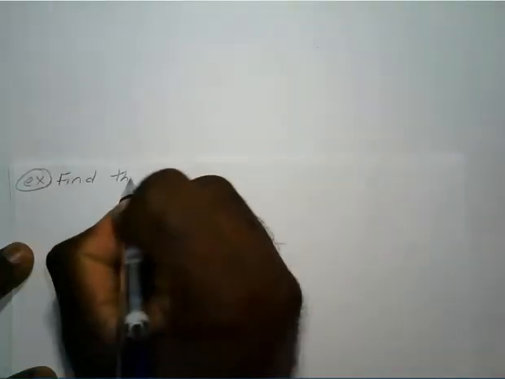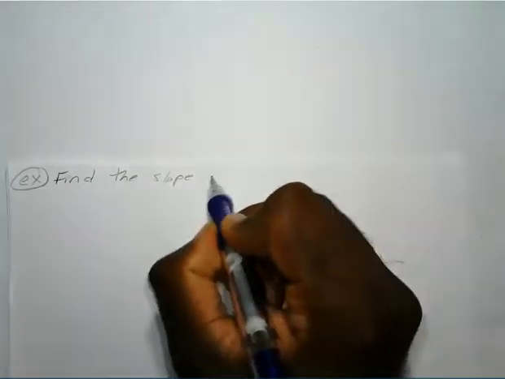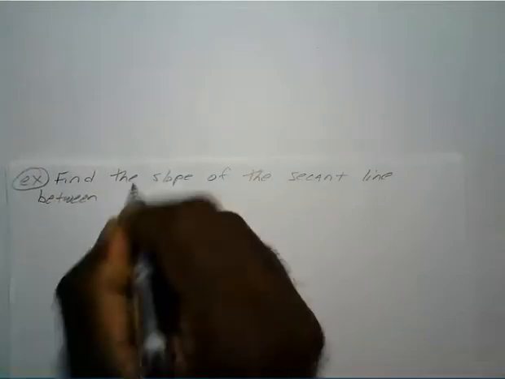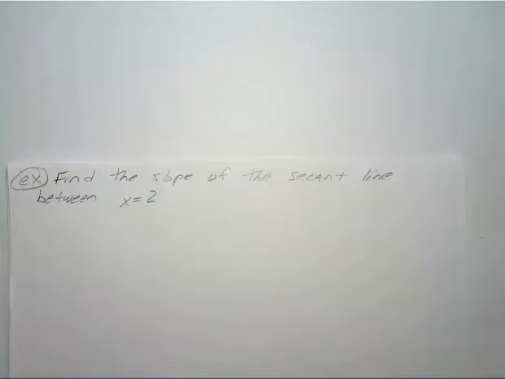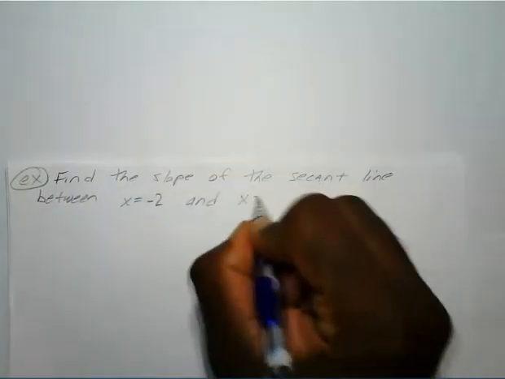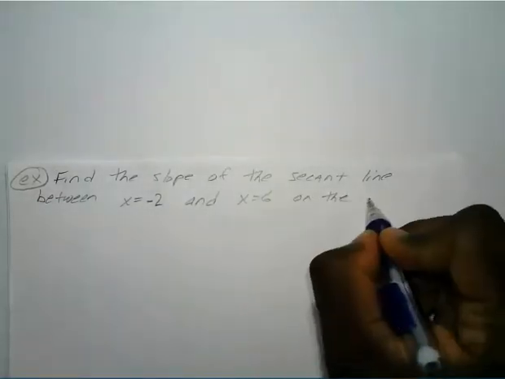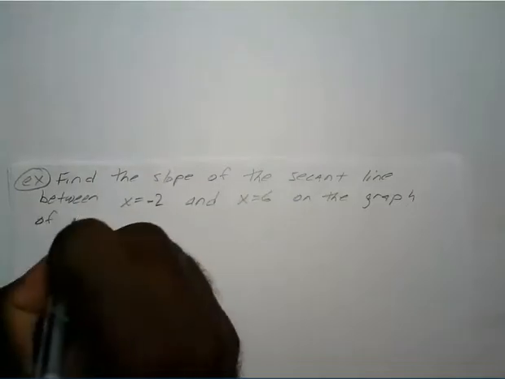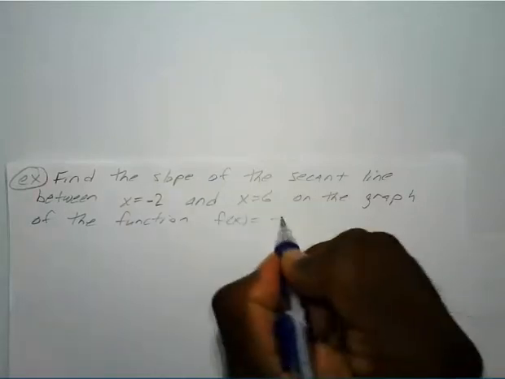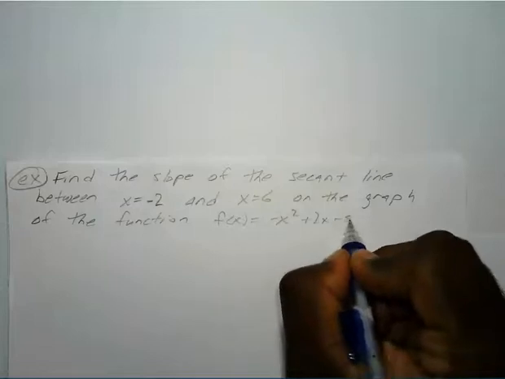Alright, so let's say, for example, we want to find the slope of the secant line between x equals -2 and x equals 6 on the graph of the function f of x equals -x squared plus 2x minus 5.